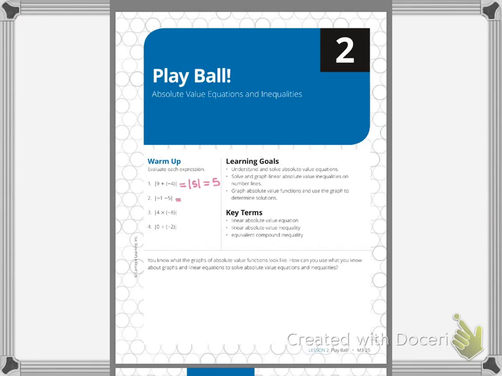Okay, so negative 1 minus 5 is negative 6. Take the absolute value, we get 6. When we multiply these, we get negative 24. Take the absolute value of it, we get 24. 0 divided by negative 2 is 0, and absolute value of that is 0.